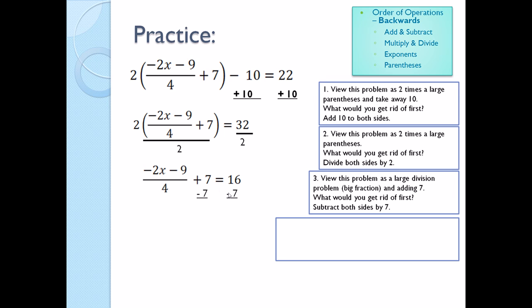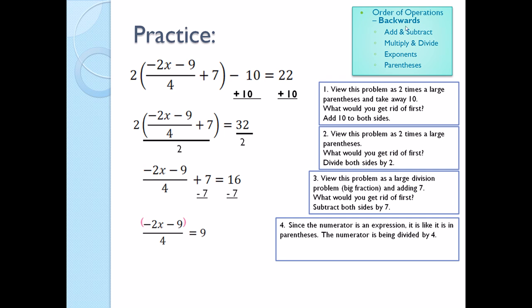So subtract 7 and subtract 7, and 16 take away 7 is 9. So I still have my fraction, which is just an unfinished division problem. And again, because the numerator is an expression and not just a solo number, we consider the numerator to be in parentheses. So we have parentheses and divide by 4.